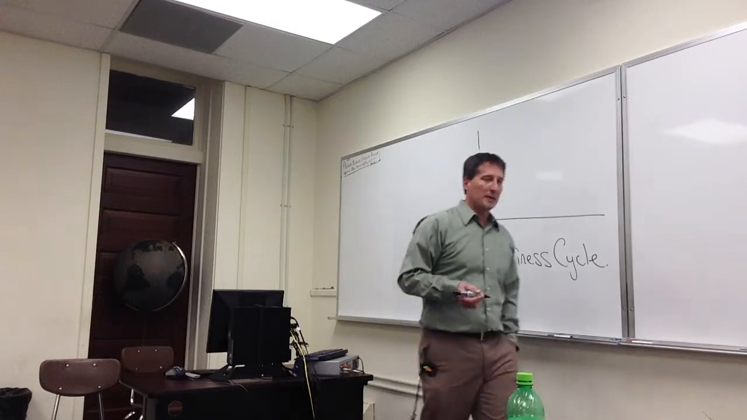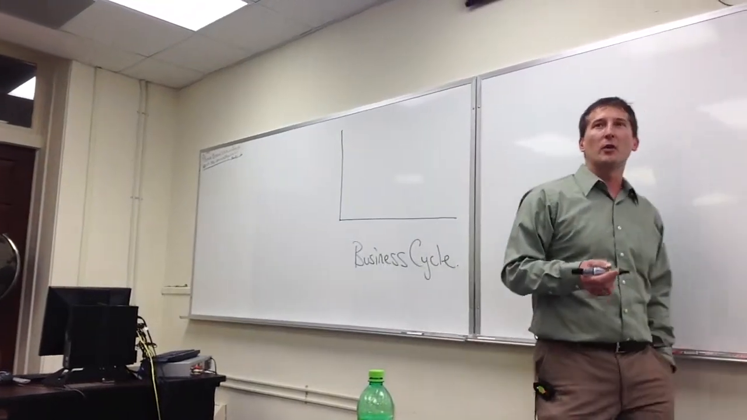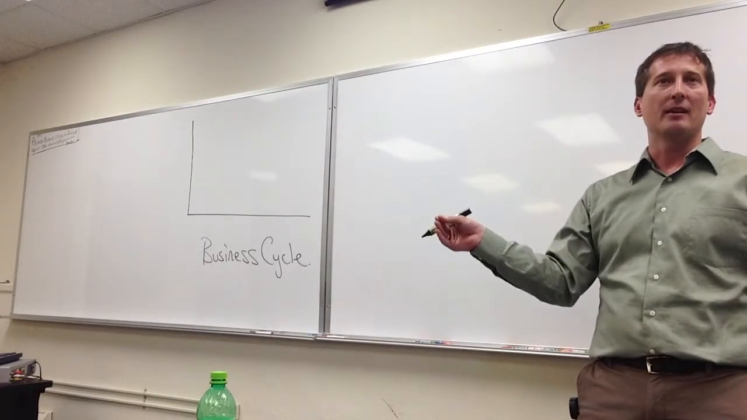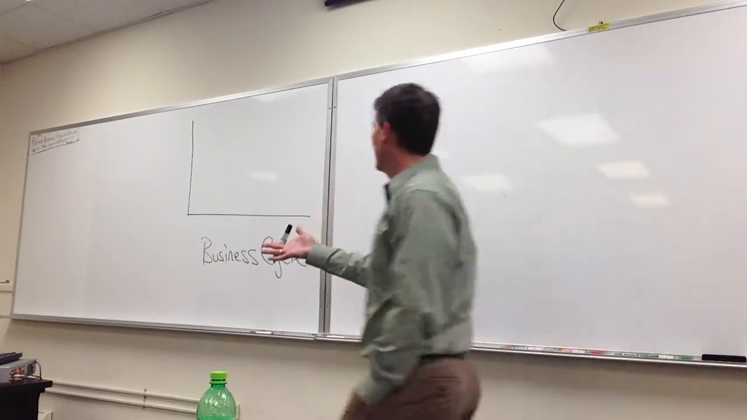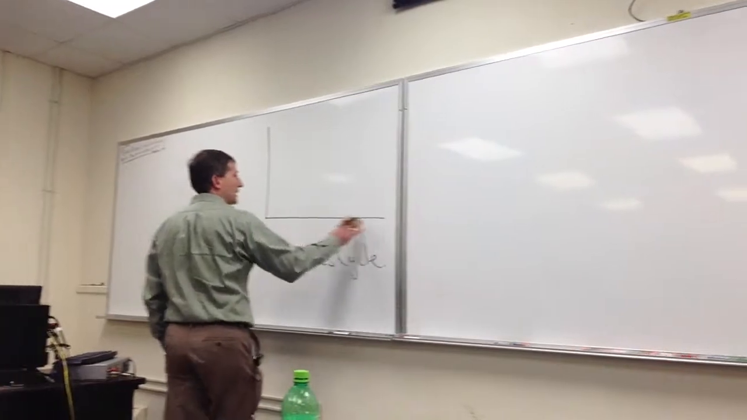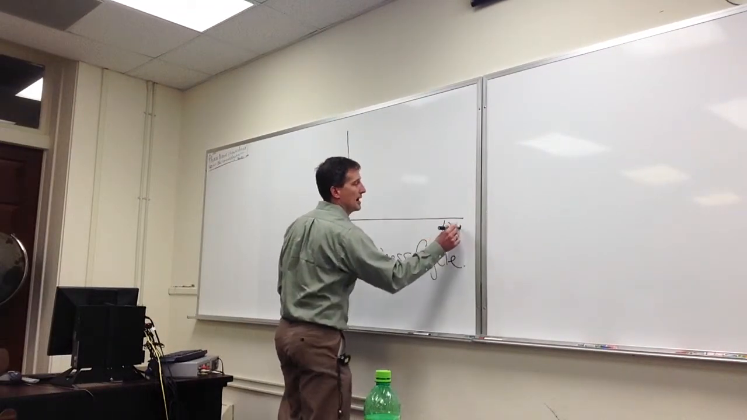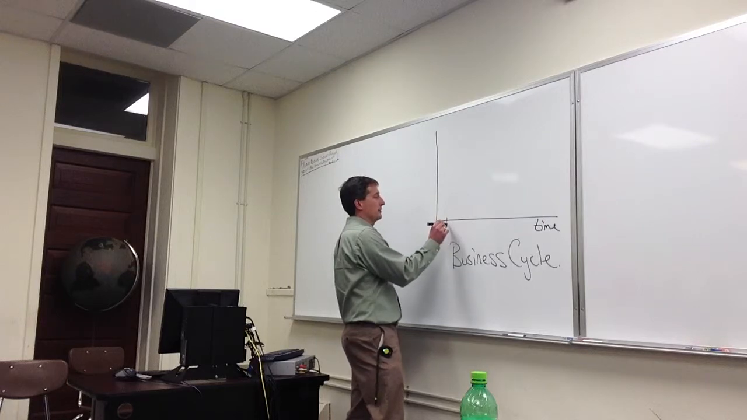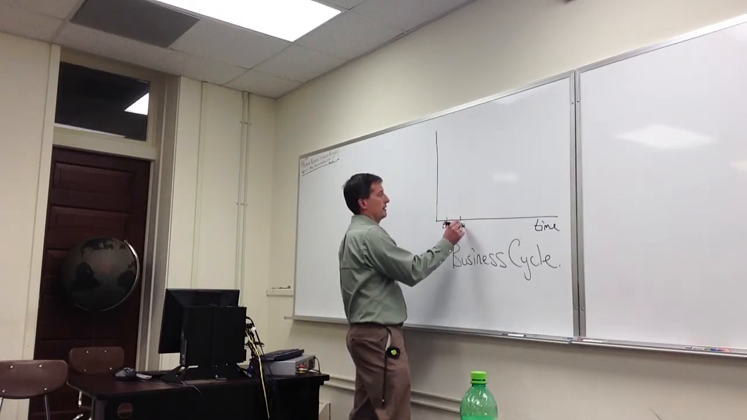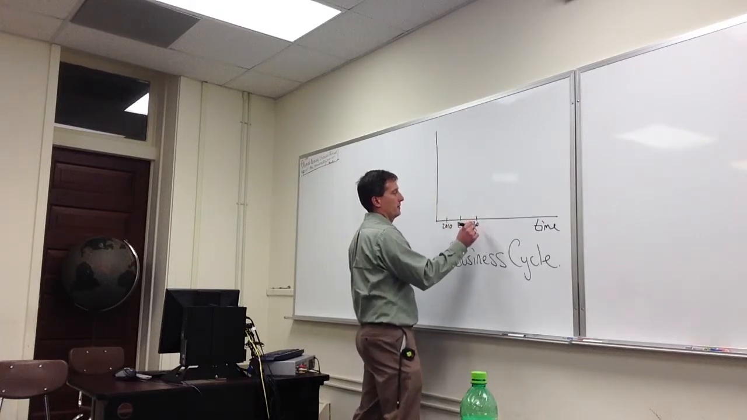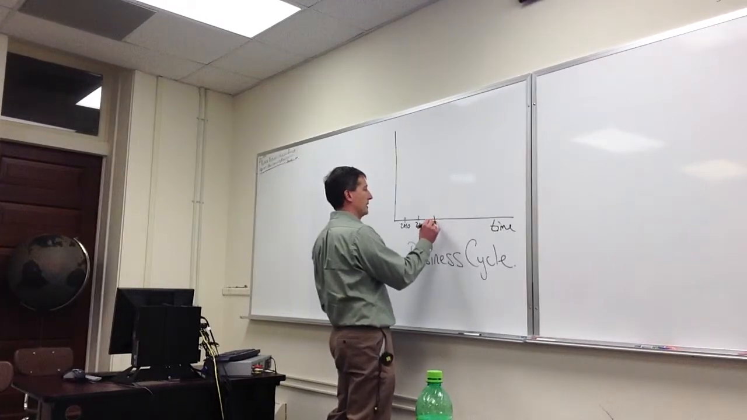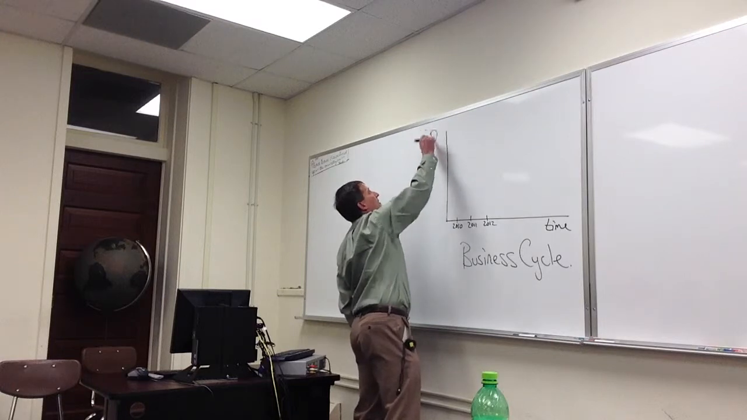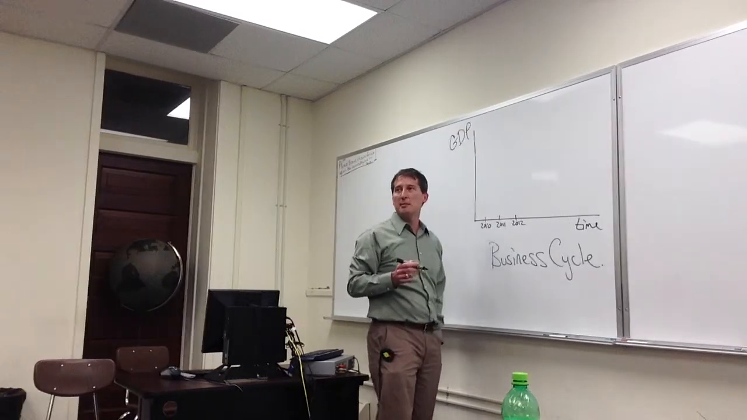And what the business cycle does for us is it maps out GDP over time. So on the horizontal axis, we're simply measuring time. So imagine we're in 2010, 2011, 2012, 1964, whatever it is. And on the vertical axis, we're measuring gross domestic product.